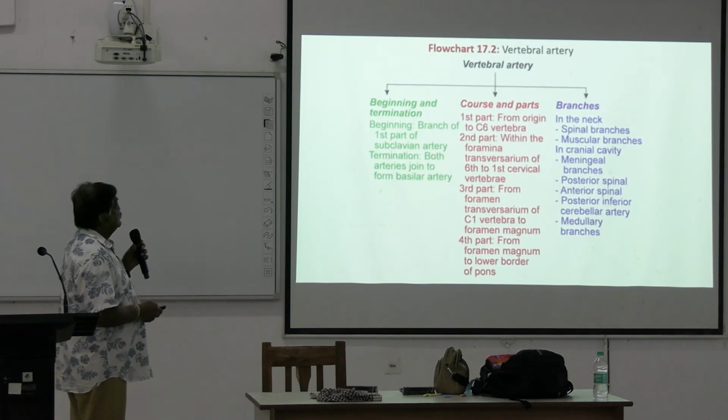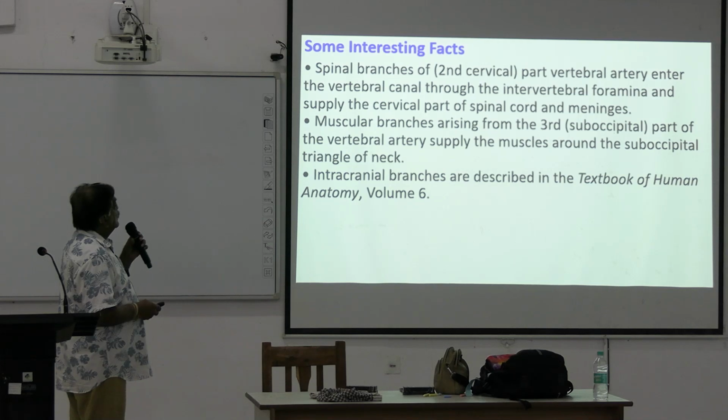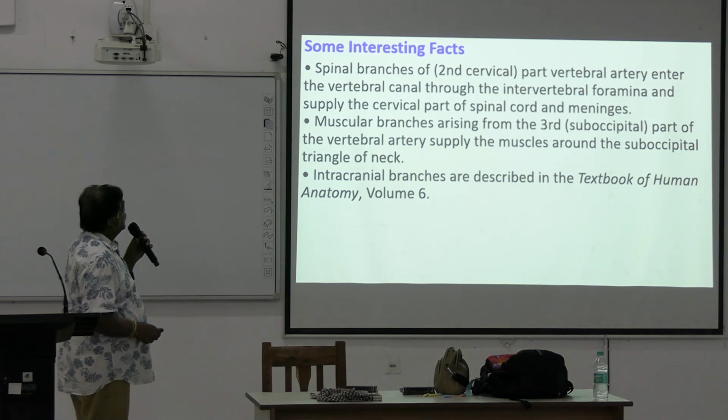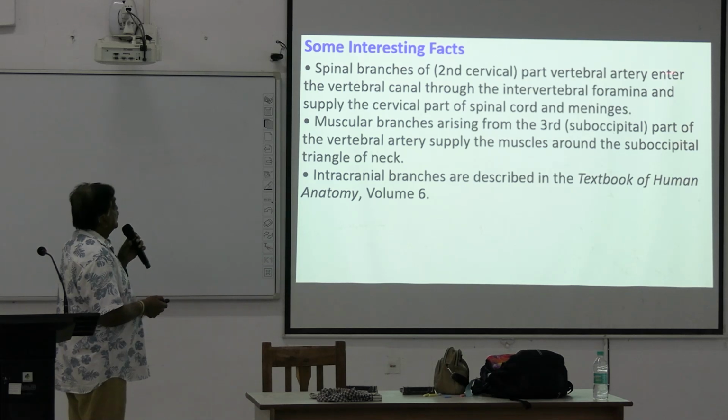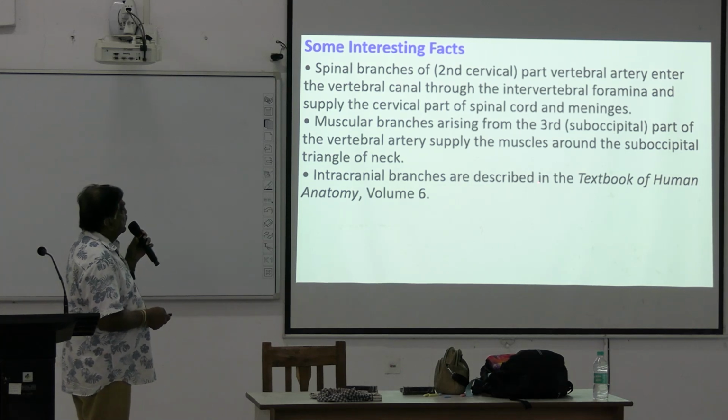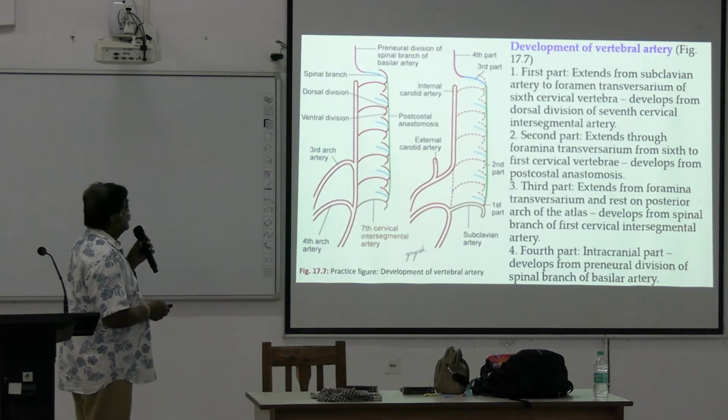This is a revision. Now, some interesting facts. The spinal branches of the second cervical part of the vertebral artery enter the vertebral canal through the intervertebral foramina and supply the cervical part of the spinal cord and meninges. Muscular branches arise from the third suboccipital part of the vertebral artery and supply the muscles around the suboccipital triangle. Intracranial branches are described in the 6th volume.